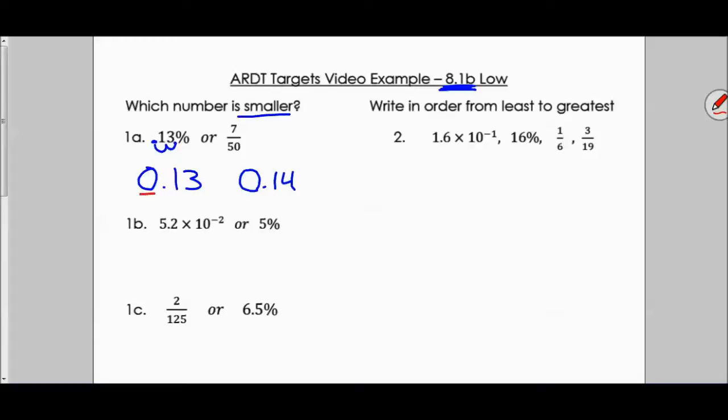So when we do this, we want to compare all these decimal places. 0 and 0 doesn't really help us. Then we compare the 1 and the 1. That doesn't really help us. But this 3 versus the 4 is what's going to help us. We're looking for the smaller number. 3 is smaller than 4, so 13% is smaller than 7 divided by 50.